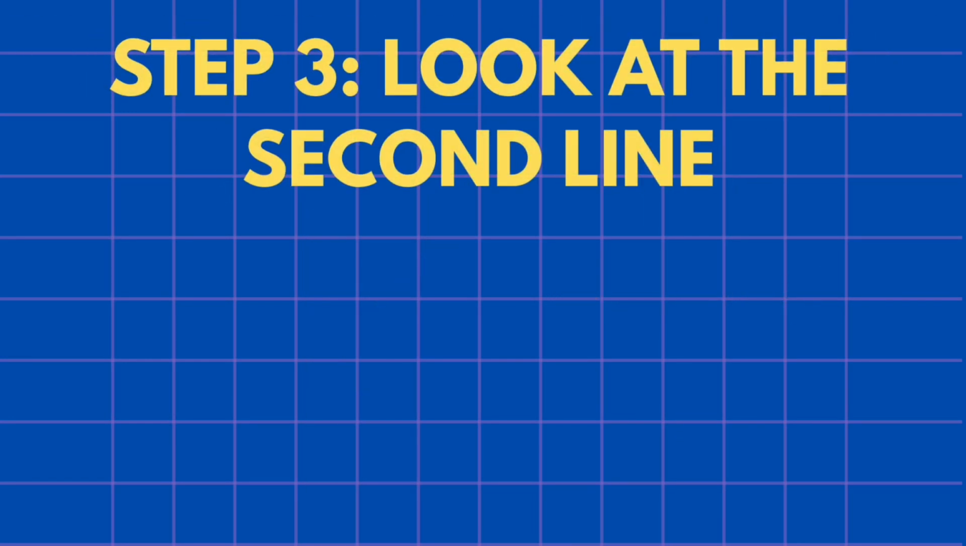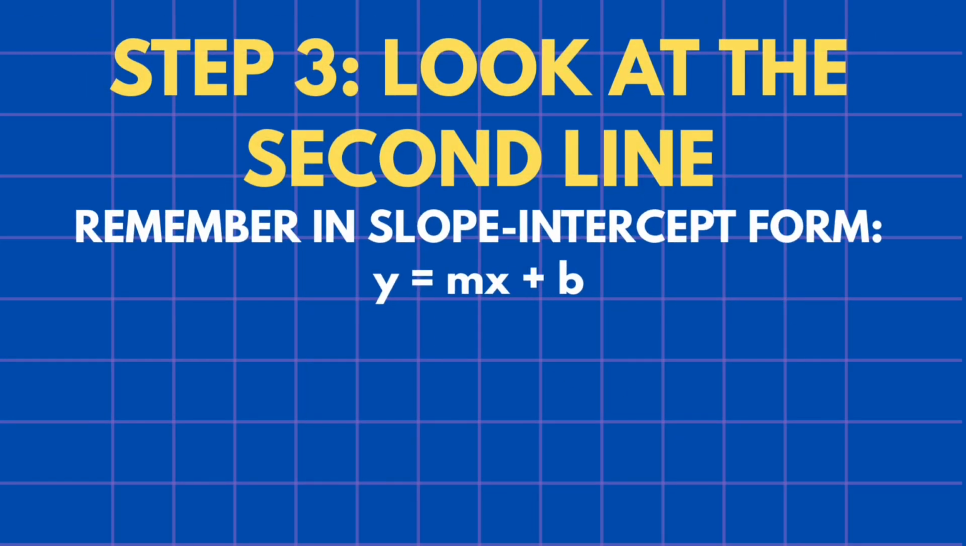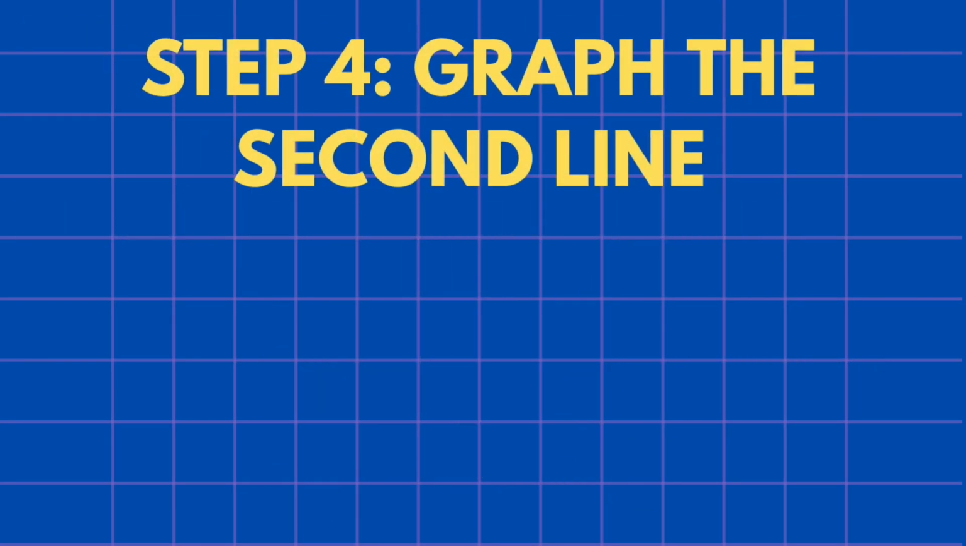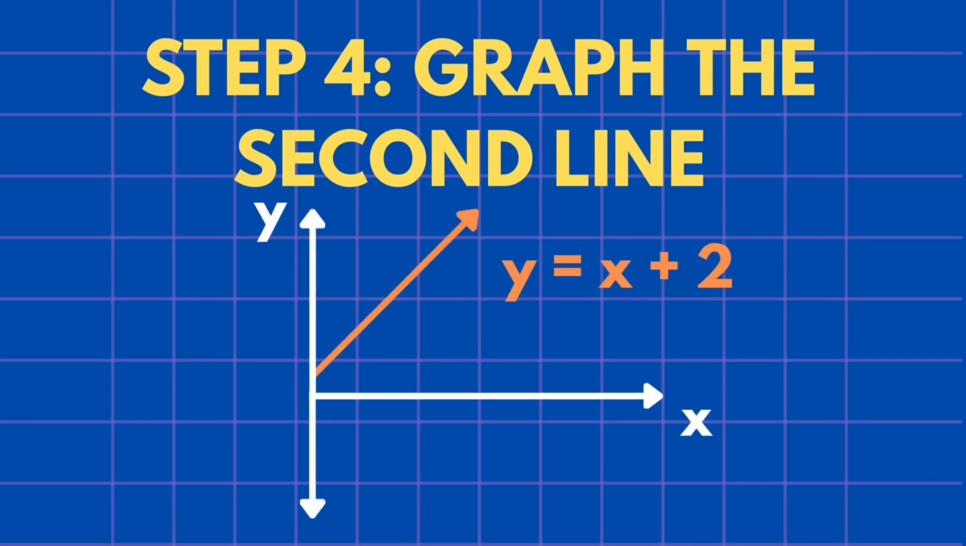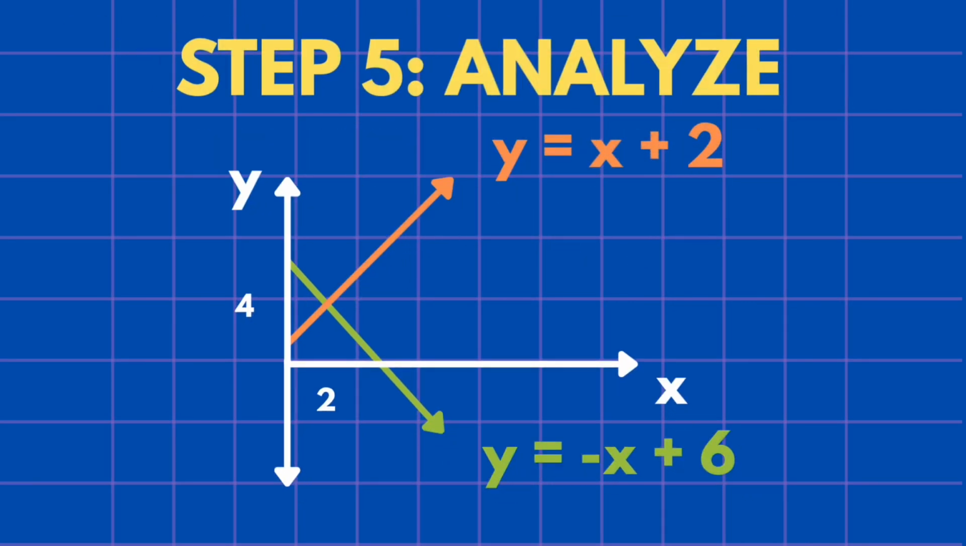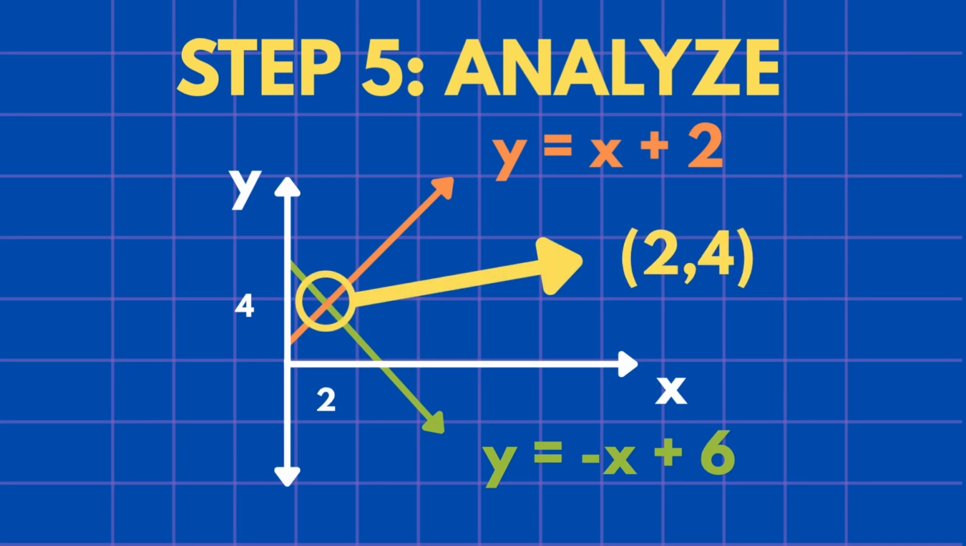Step 3, look at the second line. We can see that our slope is -1 and our y-intercept is 6. Now we graph the second line. Starting at our y-intercept of 6, we rise -1 unit and move to the right 1 unit. Step 5 is to analyze. Based on our graph, we can see they intersect right here. We can read the coordinates on our graph to get an answer of (2, 4).